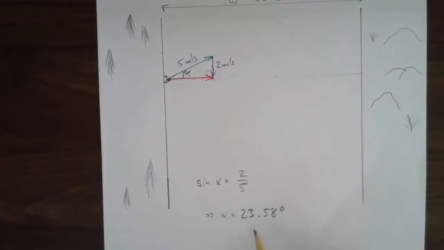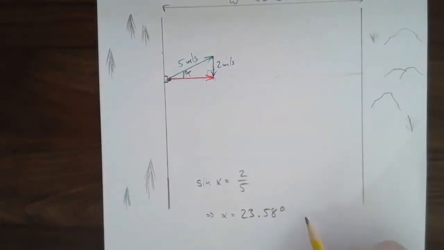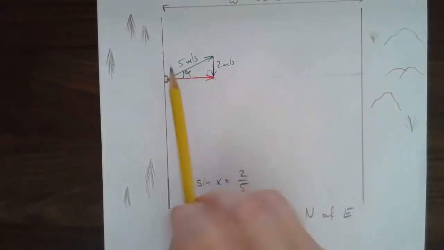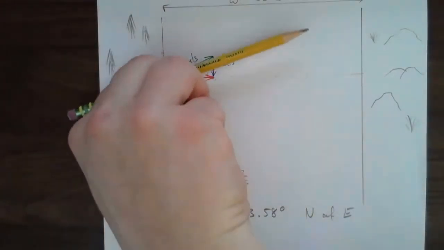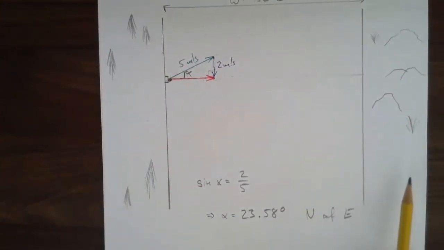I'm going to head 23.58 degrees. I can call this angle north of east. So to be unambiguous, I might write it like this, because east is this way, and I'm turning north from east by what angle? By 23.58.